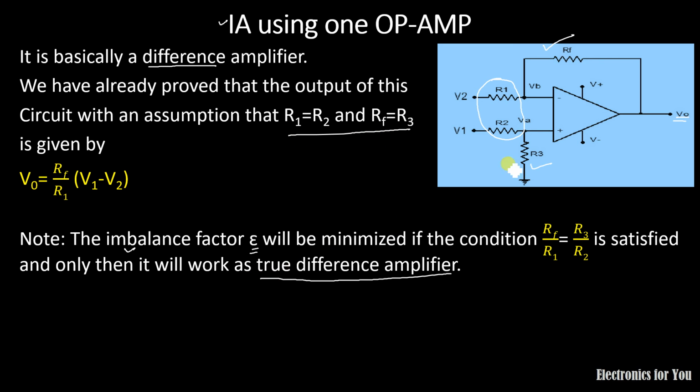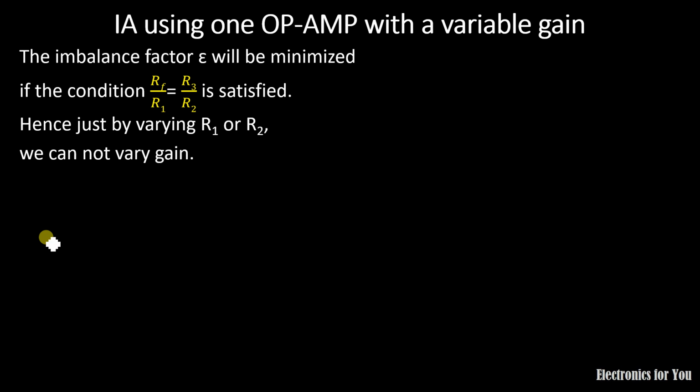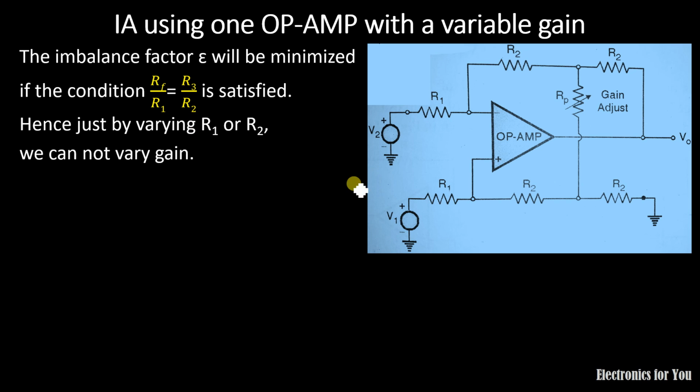Now what will happen if you want to vary the gain, gain means this factor, definitely Rf upon R1 in this case, in case of instrumentation amplifier? So definitely, as we have said, this condition should be satisfied, Rf upon R1 equals R3 upon R2, and therefore just by varying R1 or R2, it is not possible to vary the gain of the op amp, and therefore the improved circuit will be like this.